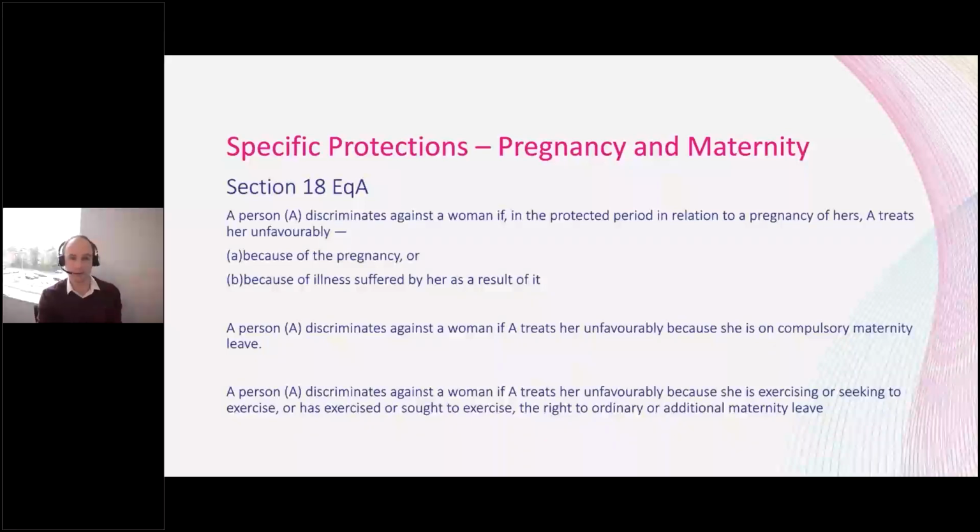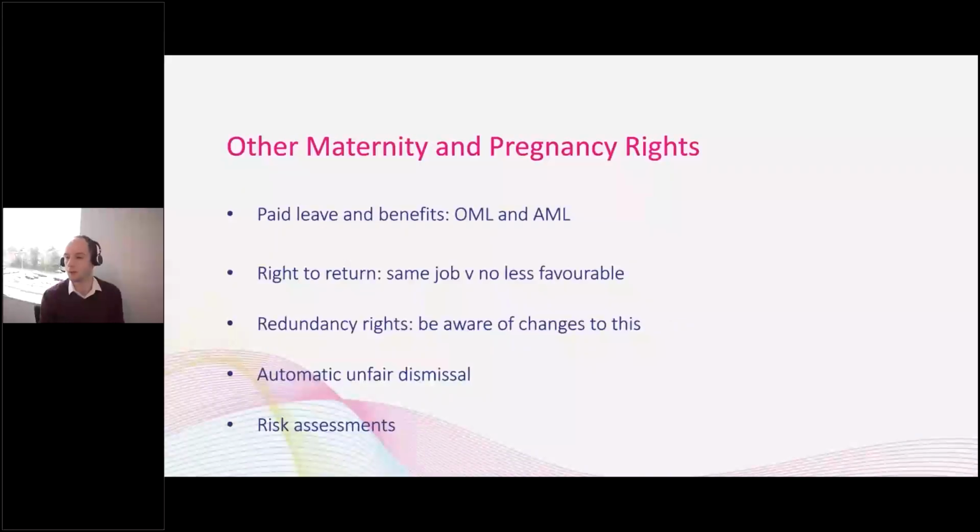Those other rights and things to be aware of in relation to pregnant and maternity staff on maternity leave: obviously paid leave and associated benefits, that's both ordinary and additional maternity leave. The distinction between the right to return to their job, the same job if they return at the end of ordinary leave, a job on no less favourable terms if they return at the end of additional leave. Redundancy rights: an individual can be made redundant while they're on maternity leave, but the duty to consult is still there, and there is that additional obligation during the protected period to make sure that they have the first bite at any reasonable alternative role that comes up.